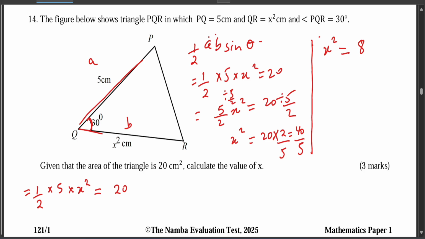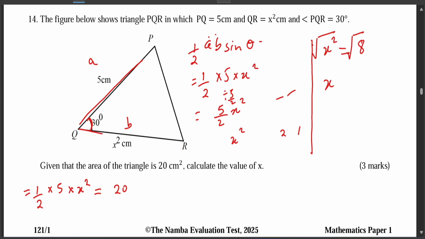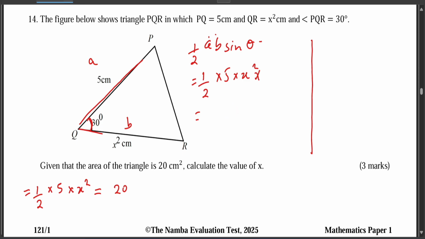Now, what is the square root of 8? Square root of 8 to get x. So what is the square root of 8? I'm forgetting something. Wait. Yes, I forgot something very important. That's why I'm getting a decimal as my answer. Sorry for that. So we said I have ab sine theta, right? So I was supposed to multiply by sine 30, which is giving you 20 centimeters square.